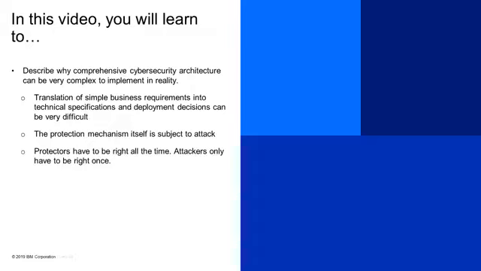In this video, you will learn to describe why comprehensive cybersecurity architecture can be very complex to implement in reality. Translation of simple business requirements into technical specifications and deployment decisions can be very difficult. The protection mechanism itself is subject to attack. Protectors have to be right all the time. Attackers only have to be right once.